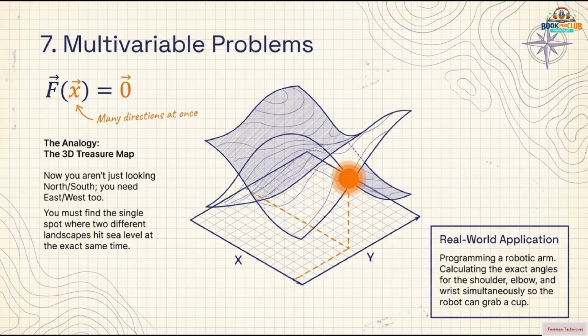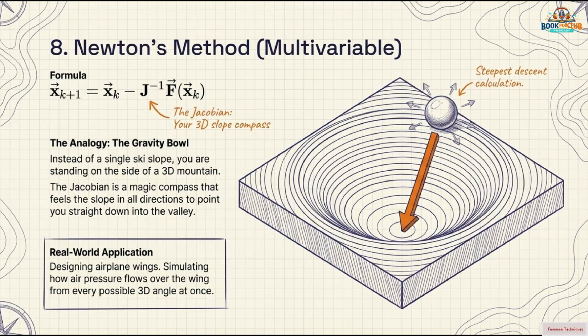And the real-world application here is like programming a robotic arm. Exactly. To make a robot hand smoothly grab a cup, you have to calculate the exact synchronized angles for the shoulder motor, the elbow motor, and the wrist motor simultaneously. Because every joint impacts the others. Exactly. They all must reach their collective zero at the exact same time. So how do we actually find that 3D zero?